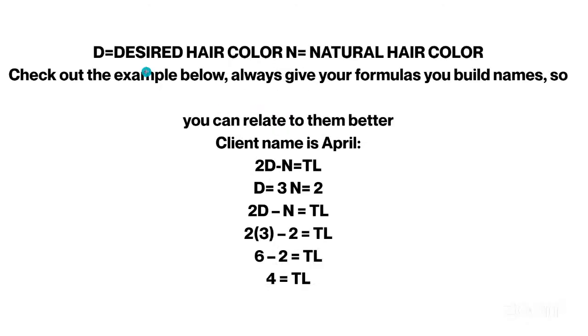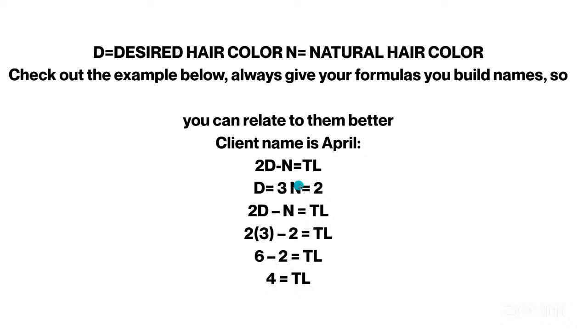All right. Let's look at April. April, we're going to write our formula 2D minus N equals TL. Her desired is 3, her natural is 2. All right. So April is a level 2 dark brown. She wants to go up a little bit. She wants to go to a level 3 medium brown. All right. She's at a level 2 and she wants to go up one level to level 3.